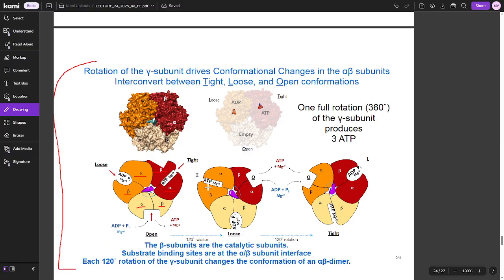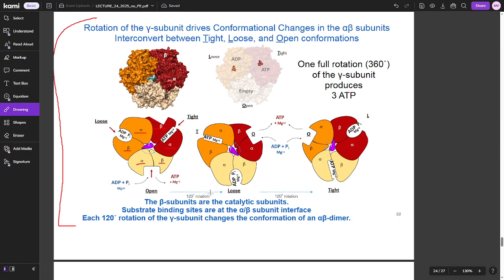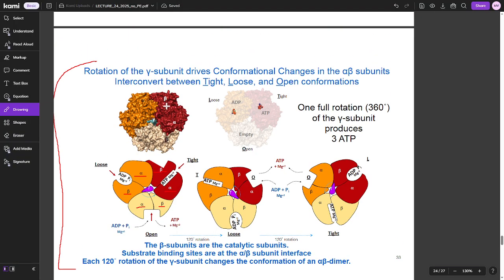But if you look here, the alpha beta complexes, they're not really subunits, but I guess they're subunits, these little complexes. The gamma subunit, when it starts turning, starts pointing to different parts of the alpha beta complex. So it points to one alpha beta complex and another, and then a different one, and it rotates by 120 degrees each, pretty much.